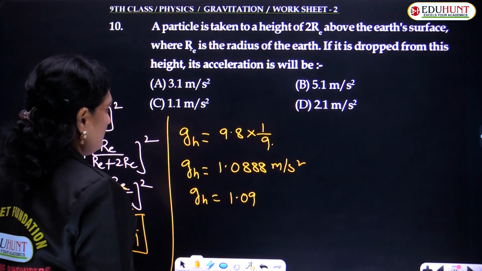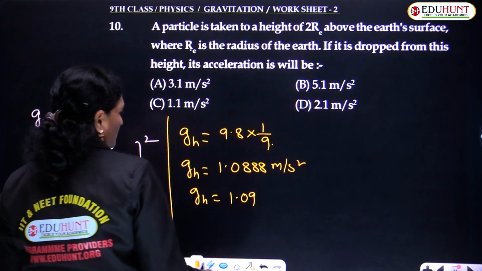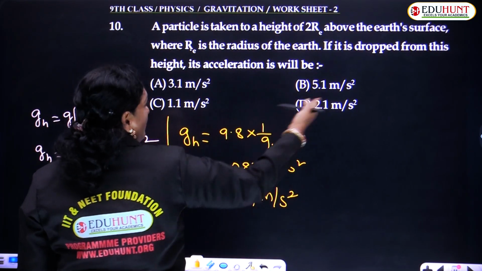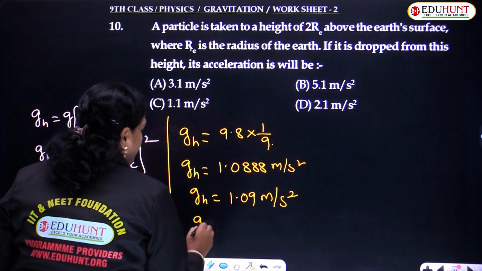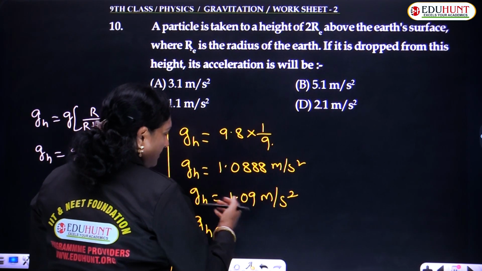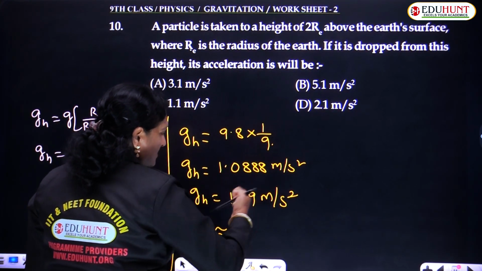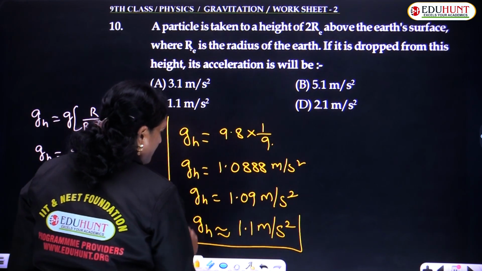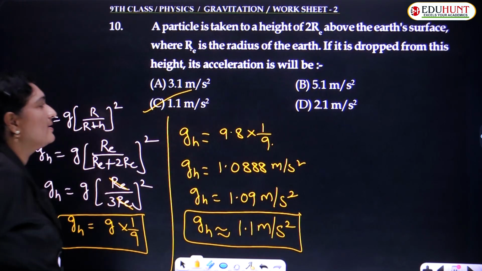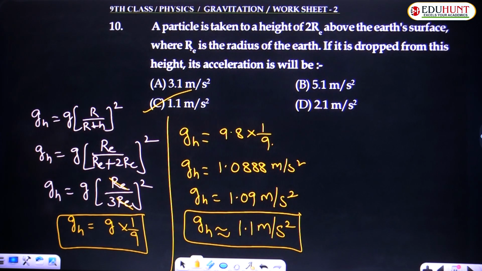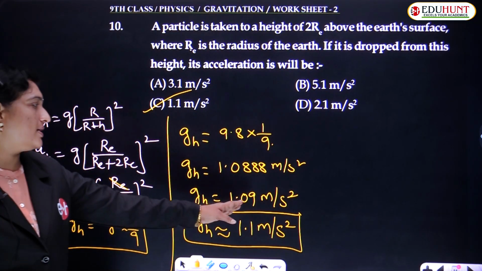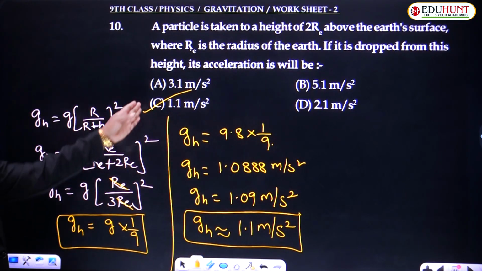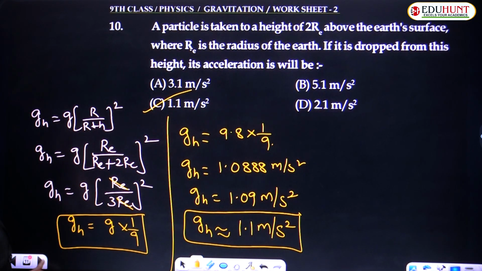Okay, 1.09 meter per second square, but nowhere can you see 1.09 in the options. Let us simplify it further. If it is rounded off further, you'll get 1.1 meter per second square. So this is the nearby value, hence option C must be true. We earlier took it as 1.09, and further rounding off gives you 1.1 meter per second square.